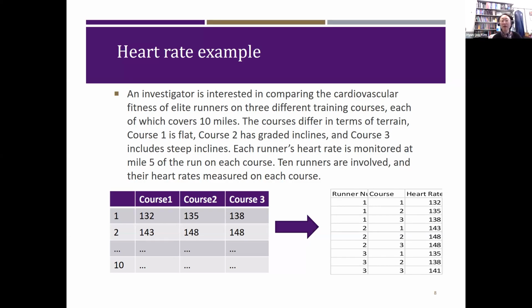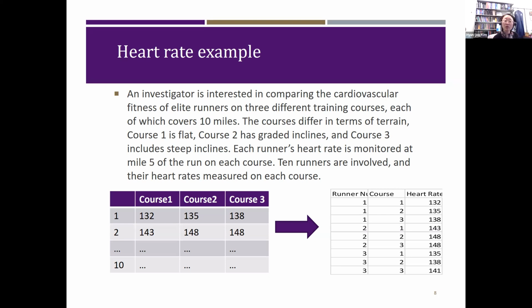This is the second video of repeated measure ANOVA. Let's consider an example where an investigator is interested in comparing the cardiovascular fitness of elite runners on 3 different training 10-mile courses. Course 1 is flat, course 2 has graded inclines, and course 3 includes steep inclines. 10 runners' heart rate is monitored at mile 5 of the run on each course.